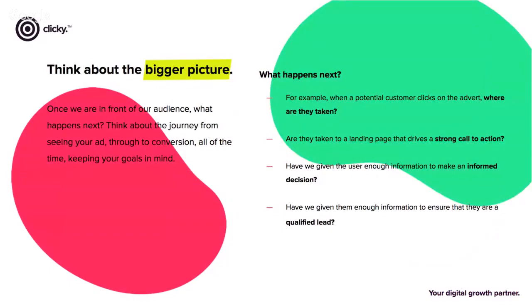It's also important to think about your bigger picture. Once you're in front of your audience, well done, you've got their attention. What happens next? Think about the journey from seeing your ad all the way through to conversion, because ultimately that is what we want them to do. We want them to convert. So keep your goals in mind all the way through that process. A lot of the time, there's going to be lots of different touch points along the way.